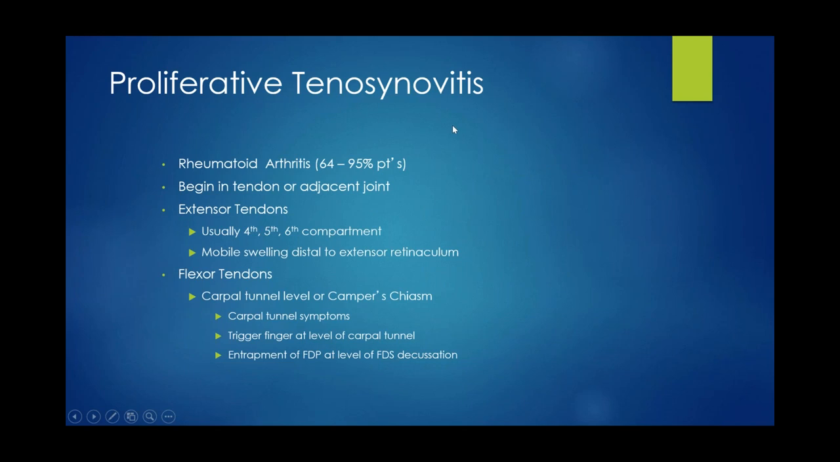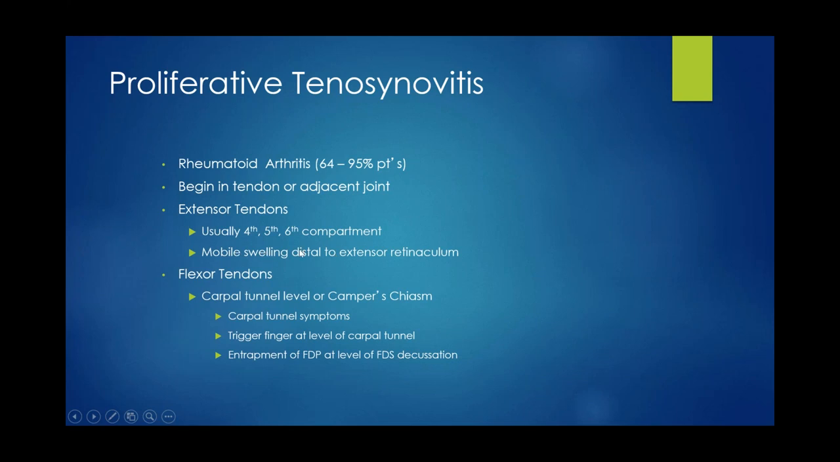Proliferative tenosynovitis, one of the inflammatory causes, had traditionally been most commonly involved with rheumatoid arthritis. However, with the advent of the disease-modifying agents, I don't see this as much, but you may see it in patients that either cannot or choose not to use that medication. The inflammation starts in the adjacent tendon or joints and then propagates into the sheath. Because of the amount of swelling that can occur, it can lead to mobile fluctuation of the fluid. So you might see some fluctuating movement as they move their fingers.